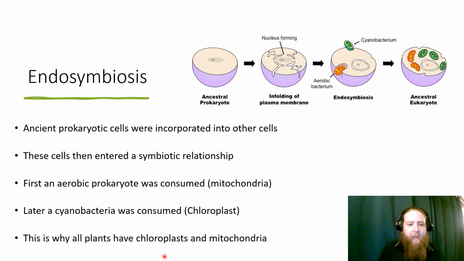So in endosymbiosis, we have an ancient prokaryotic cell getting incorporated into other ones. These cells then entered into a symbiotic relationship where both of them are getting something that they want. First, we think that an aerobic prokaryote was consumed. This turned into the mitochondria. And then later in history, a cyanobacterium was consumed, which formed a chloroplast. This is why all plants have chloroplasts and mitochondria, and why we have mitochondria but not chloroplasts.